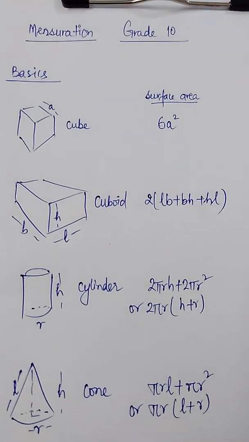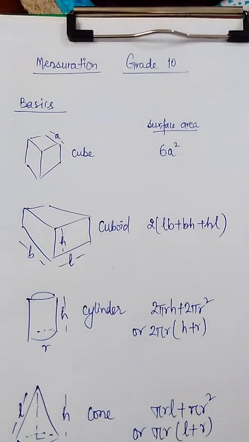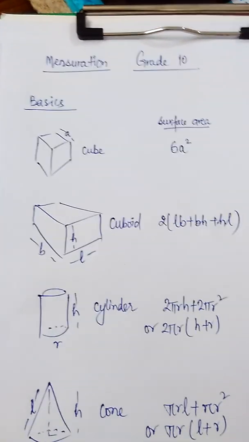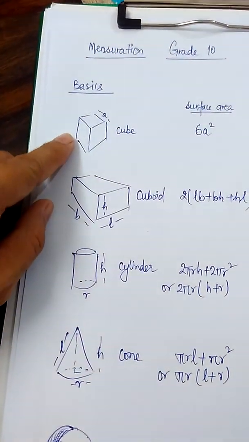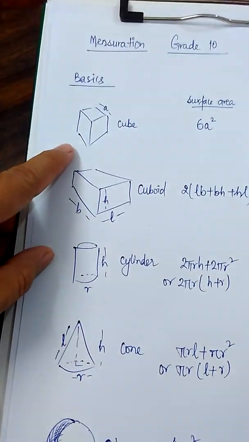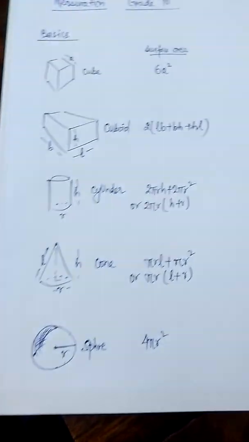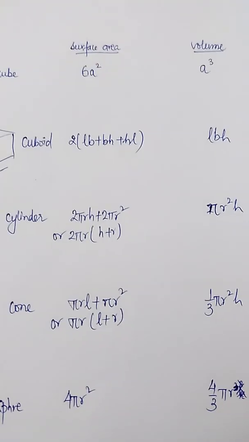It's a small video class on the topic of surface area and volumes, the 13th chapter in our NCERT book. You are aware of the basics, that there are these 6 figures: cube, cuboid, cylinder, cone, sphere and hemisphere. So I'll expect you to know the surface area and volumes of these structures.